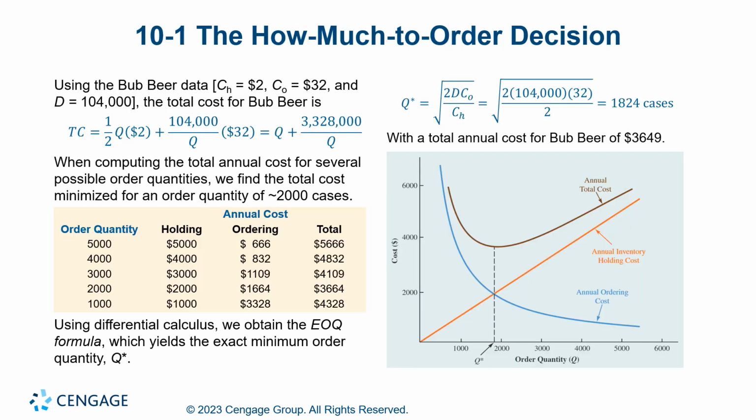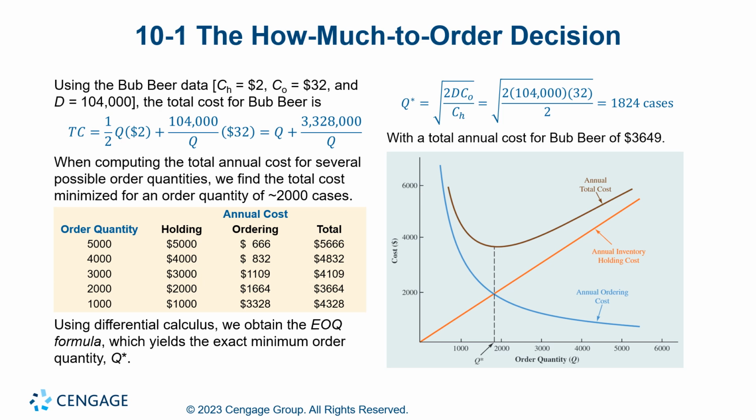Now we can compute the total annual cost, TC, and TC depends on the annual holding cost and the annual ordering cost. We know CH is equal to $2, and previously we have shown the calculations for the CO, which is equal to $32. The annual demand is 104,000 a year.